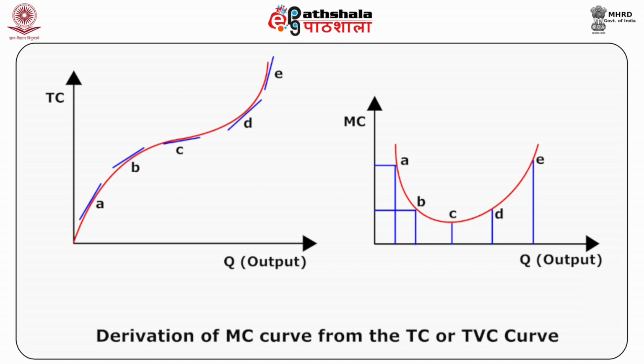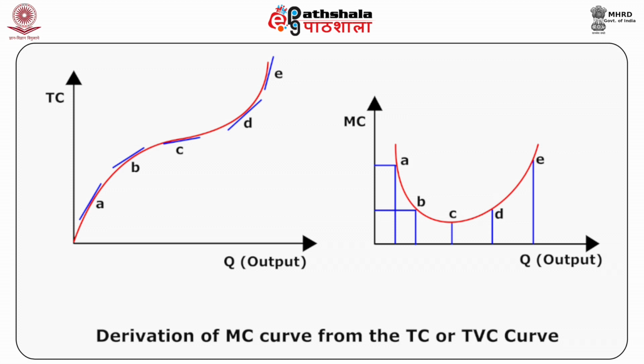Whereas immediately if the output goes up and the producer goes from C to D, then suddenly the marginal cost curve starts to rise, and this continues to happen as it goes along from C to D and D to E. So therefore, we have a marginal cost curve which is derived from the total variable cost, or you could even say total cost.